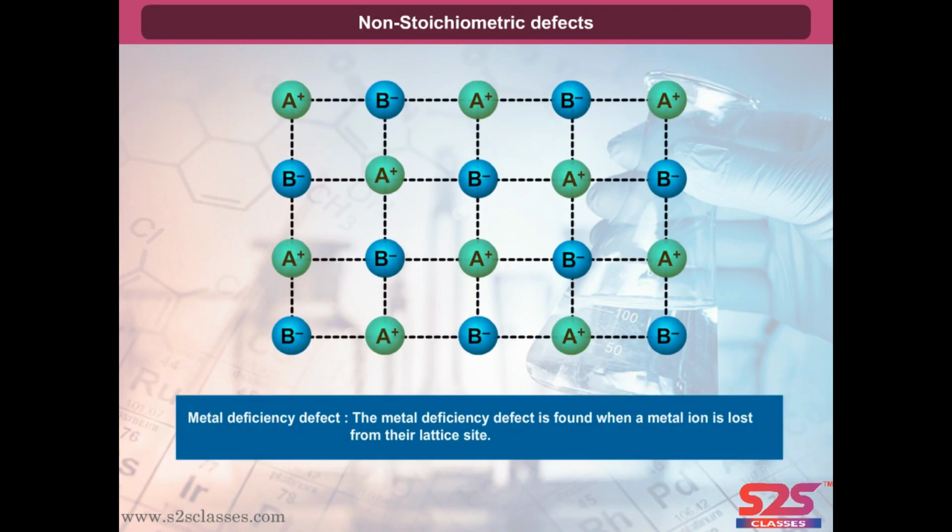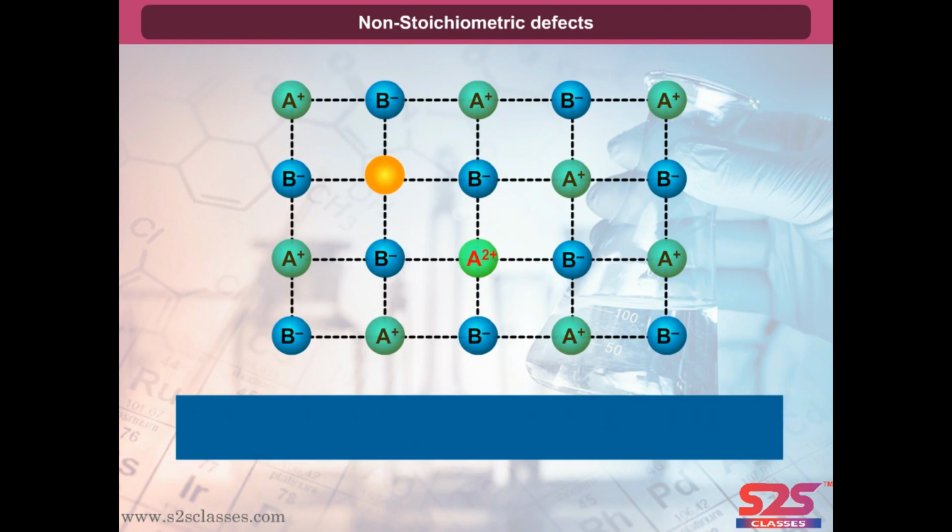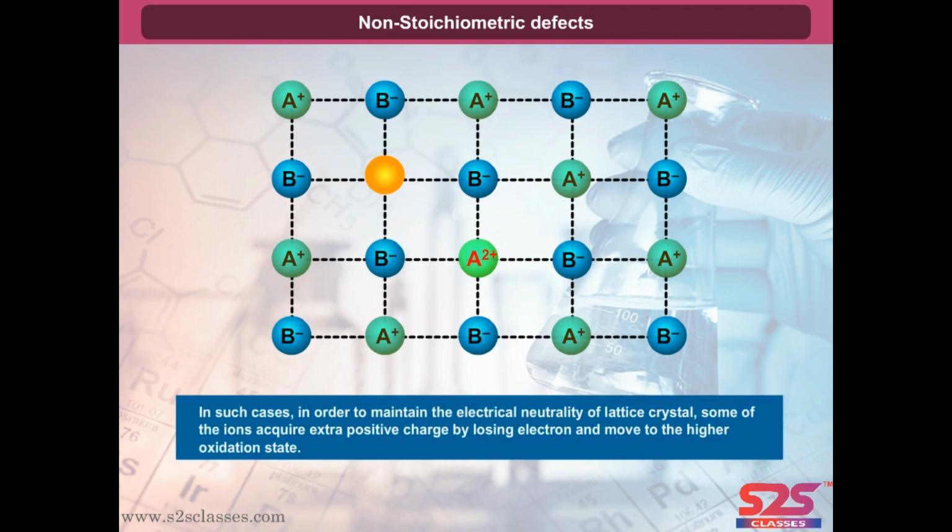Metal deficiency defect. The metal deficiency defect is found when a metal ion is lost from its lattice site. In such cases, in order to maintain the electrical neutrality of the lattice crystal, some of the ions acquire extra positive charge by losing electrons and move to the higher oxidation state.